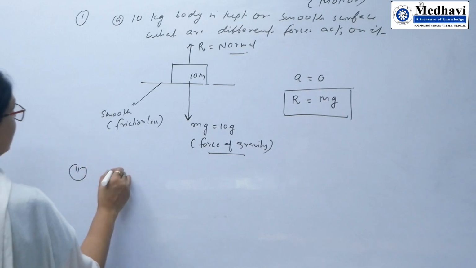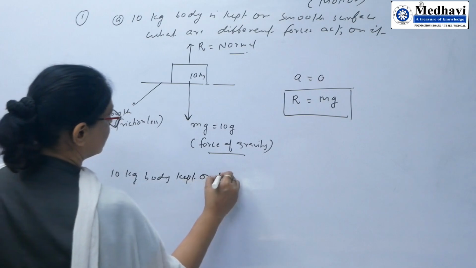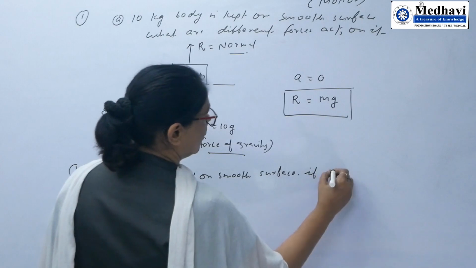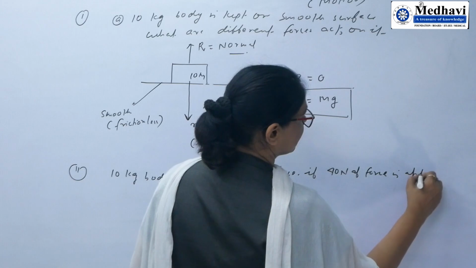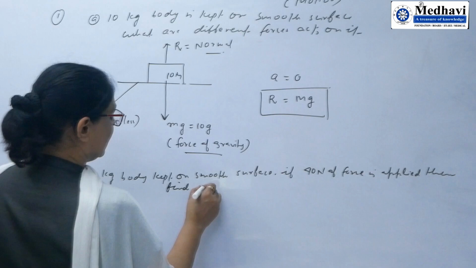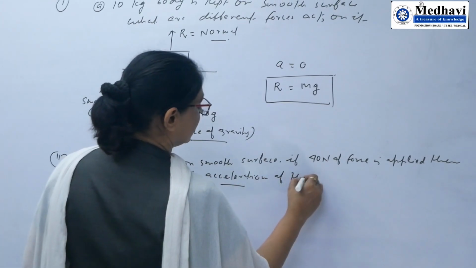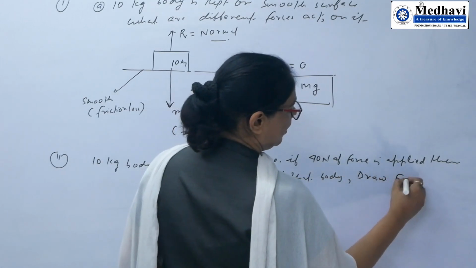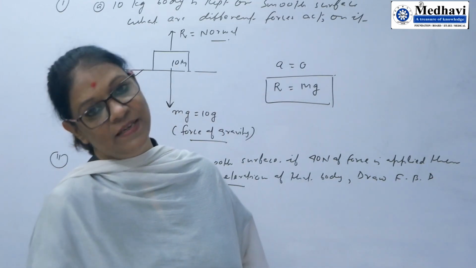Second case: a 10 kg body kept on a smooth surface. If 40 Newton of force is applied, then find the acceleration of that body. Draw the diagram. Draw the FBD, that is, free body diagram.